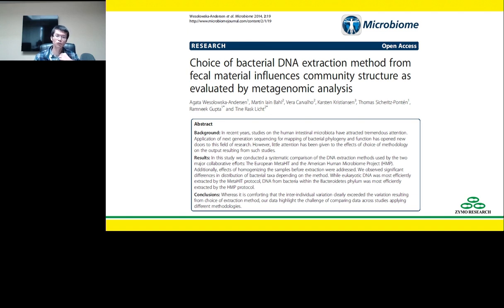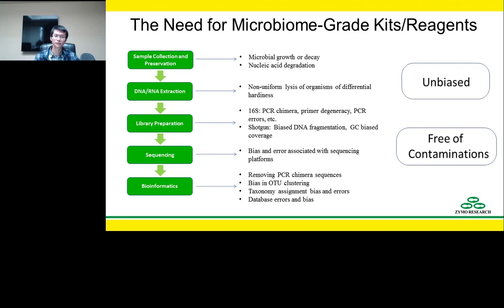This is a paper published in 2014. In the paper, the authors compared the DNA extraction kits from MetaHIT and HMP, and found that the DNA extraction process used in these two projects can dramatically change the microbiome profile in the end. So if you know how microbiome profiling is done, you would not be surprised that there's a huge problem of bias in this field.